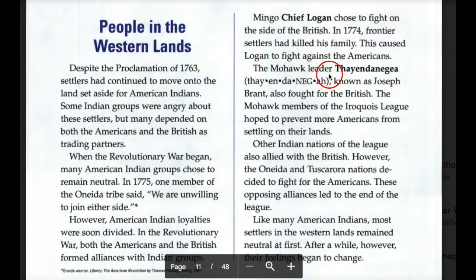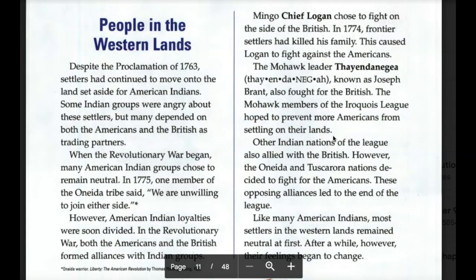The Mohawk leader, Thayendanegea, known as Joseph Brant, also fought for the British. The Mohawk members of the Iroquois League hoped to prevent more Americans from settling on their lands. Other Indian nations of the League also allied with the British.